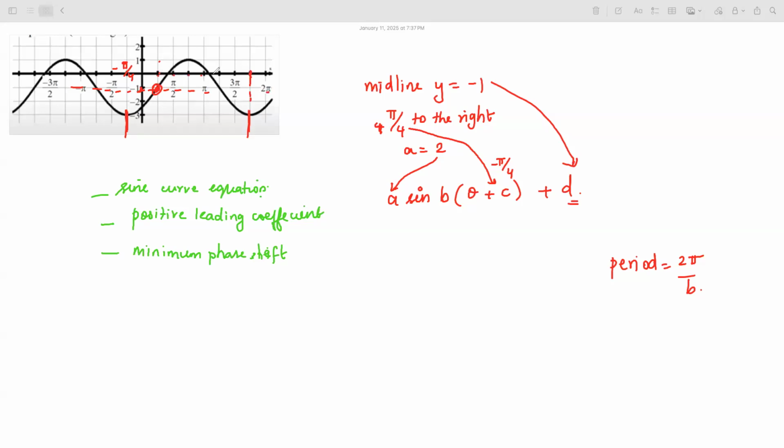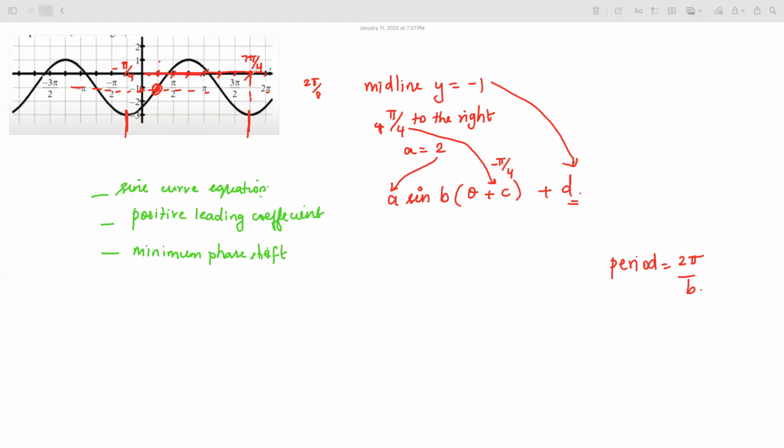1, 2, 3, 4, 5, 6, 7, 8. So 2 pi by 8. This is a period of 2 pi, and each one is 2 pi by 8, or pi/4. 1 pi/4, 2 pi/4, 3 pi/4, 4 pi/4, 5 pi/4, 6 pi/4, 7 pi/4, 8 pi/4. So this is 7 pi/4. Am I making sense? Okay, so that way it's easy for you to do it at school as well.